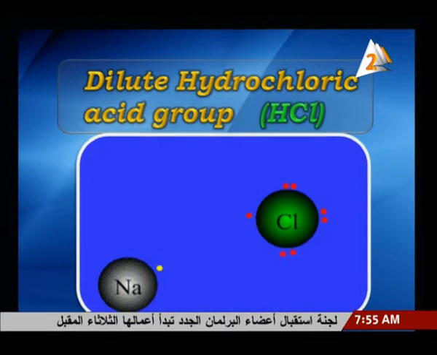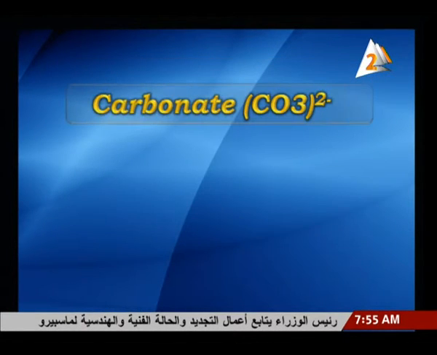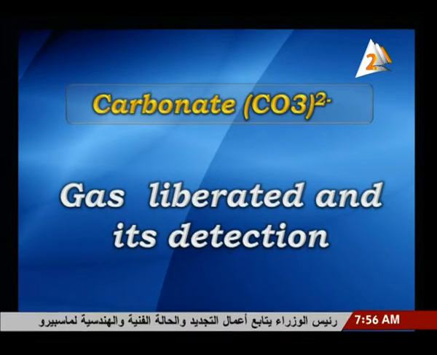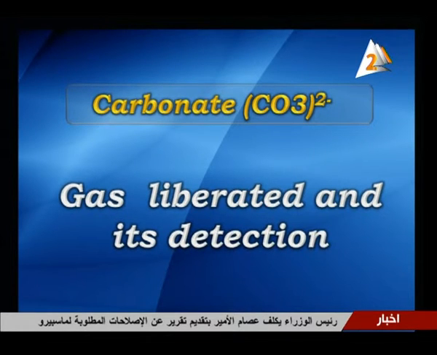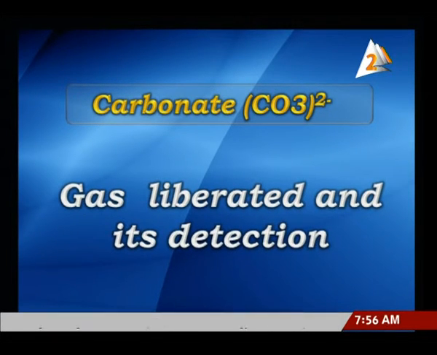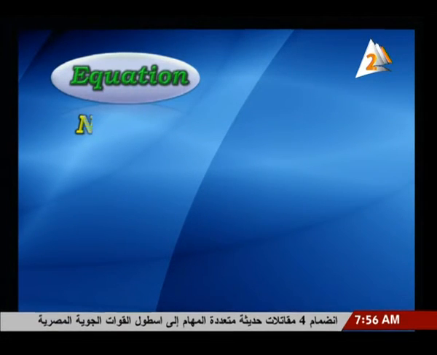We have another one: dilute hydrochloric acid, HCl, and we have the carbonate, the first one, to make the reaction between them. Carbonate, CO3 2 negative. Now, do you think a gas is liberated, and how is it detected? Detection is by this equation. Get the first section for the reactants.